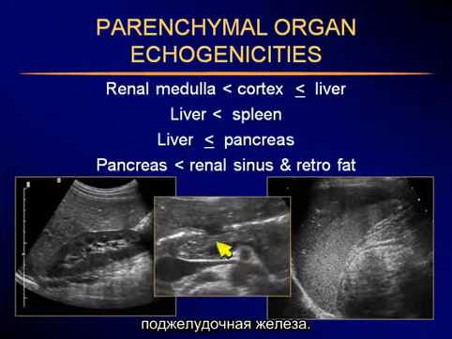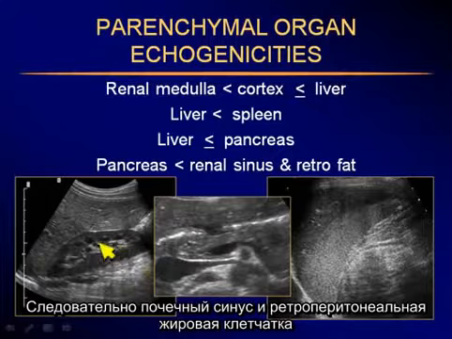Oh, and one more thing here: the pancreas itself is less echogenic than retroperitoneal fat, which is hyperechoic, and also less echogenic than the renal sinus echoes. So renal sinus echoes and the retroperitoneal fat are hyperechoic and the most echogenic of all of these parenchymal organs.